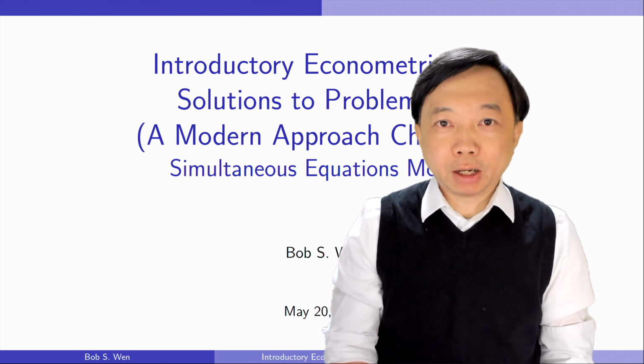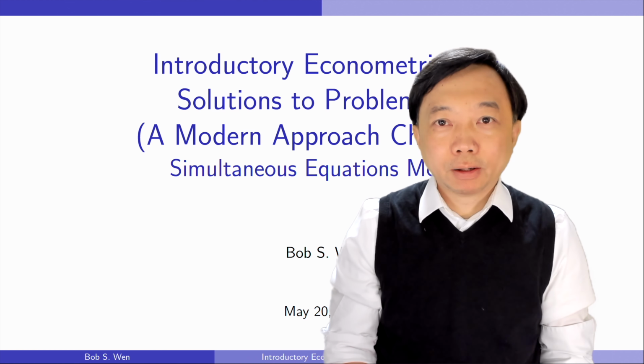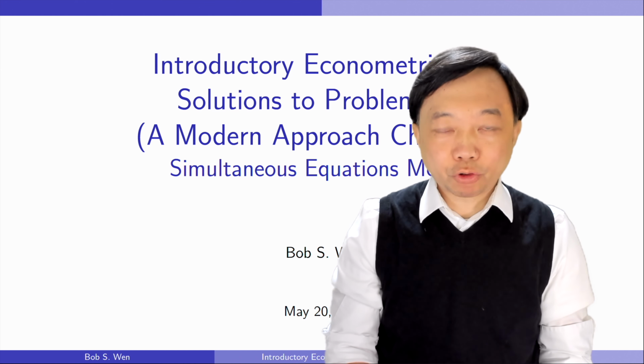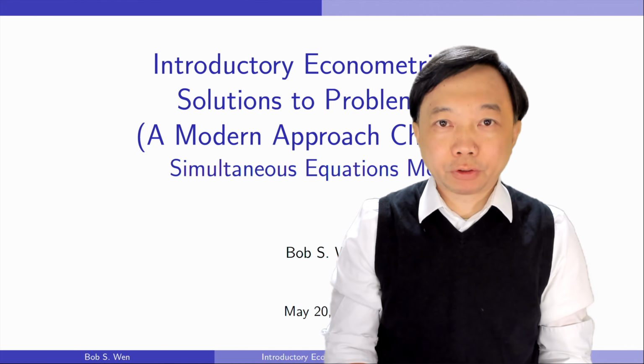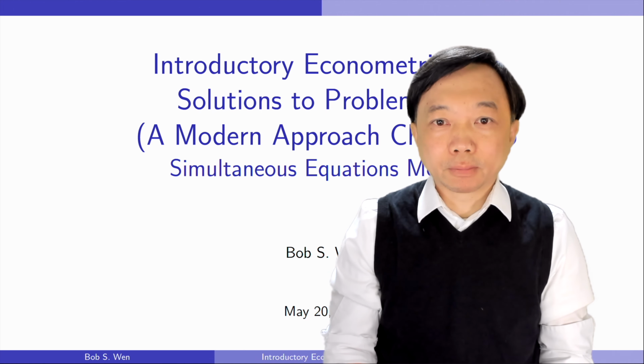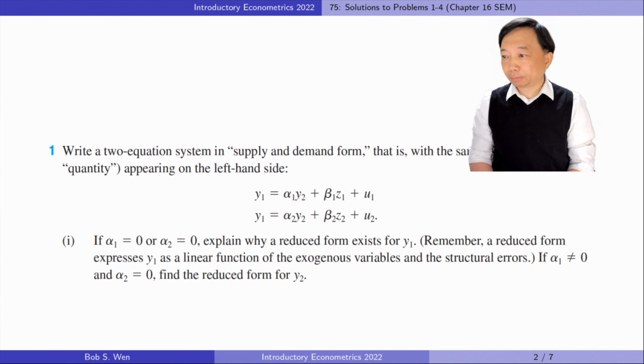We will solve the problems at the end of Chapter 16, Simultaneous Equations Models, in the textbook Introductory Econometrics: A Modern Approach, 7th edition, by Professor Jeffrey Wooldridge. Let's look at Problem 1.